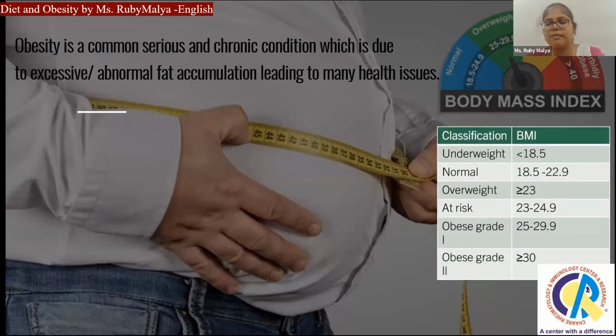If your BMI is between 18.5 to 22.9, it is considered normal. If they are below that, it is considered underweight. If they are above the normal level, they are considered overweight. If your BMI is between 23 to 24.9, you are at risk. If it is between 25 to 29.9, you are in the obesity grade 1 category. If it is more than 30, it is considered obesity grade 2.